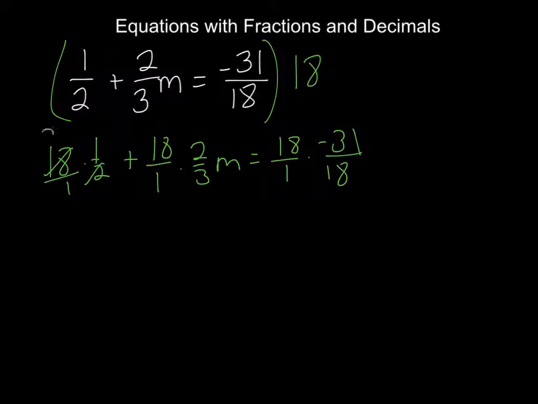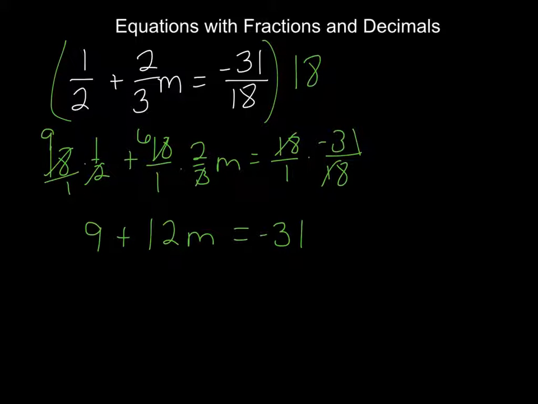So 2 goes into 18 9 times. That gives you 9 plus 3 goes into 18 6 times, and 6 times 2 is 12. And then here the 18s cancel, leaving you with negative 31. You'll notice we now have no fractions.